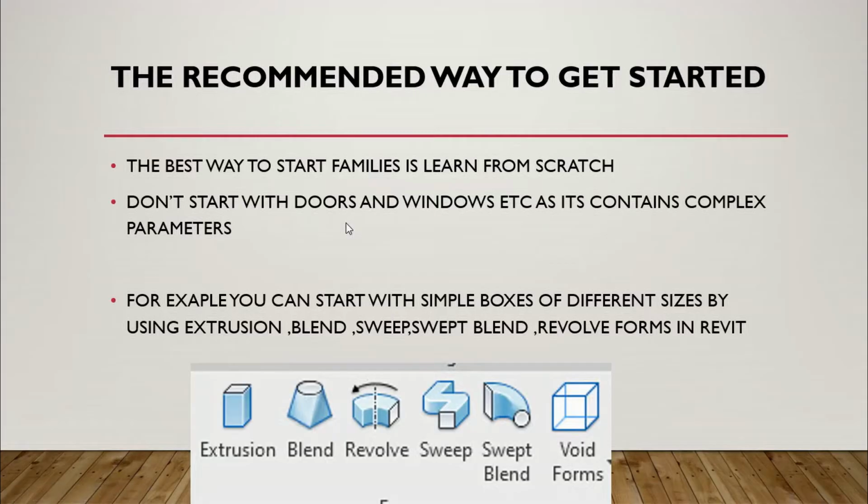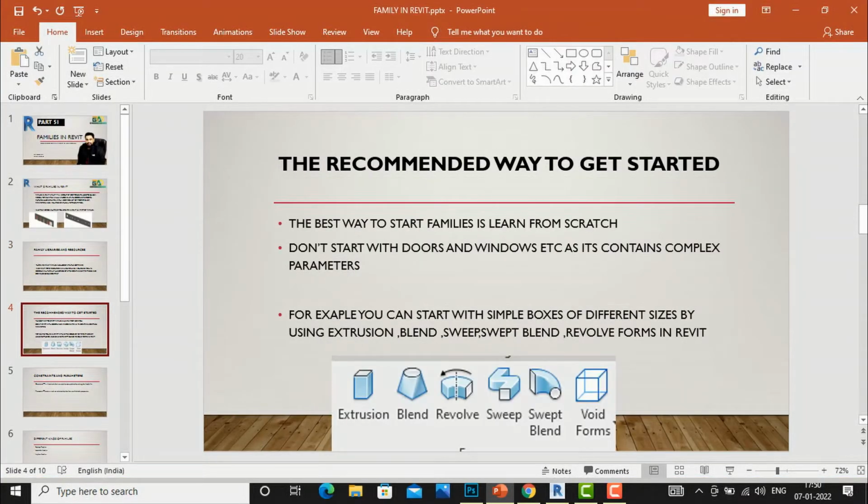In doors and windows you are required to give some parameters and constraints, and it should be parametric so that we can change length and width also. You need some time to understand this. That is advanced level, and we will make tutorials on that. I will also make a tutorial on how you can use extrusion, blend, revolve, sweep, swept blend, and void forms.